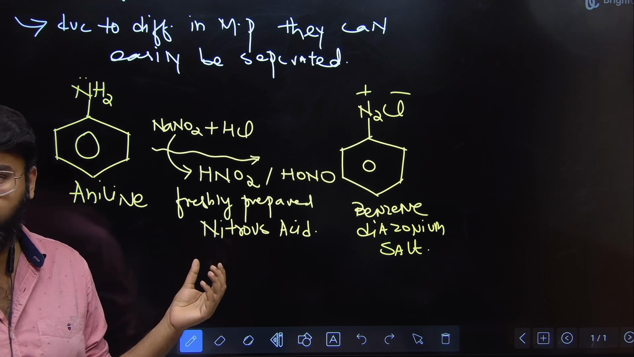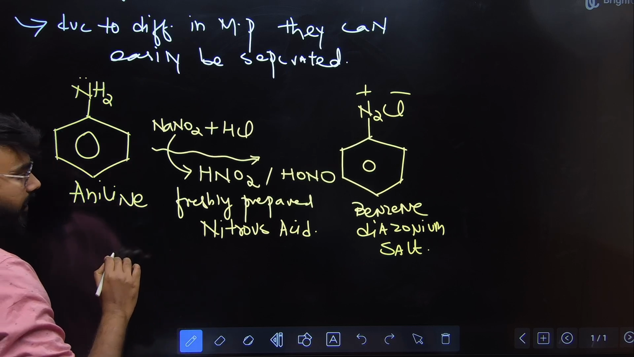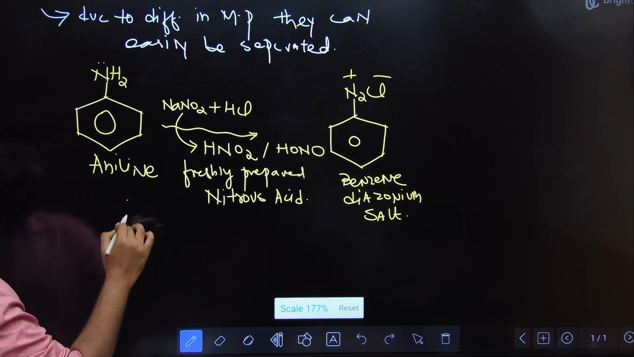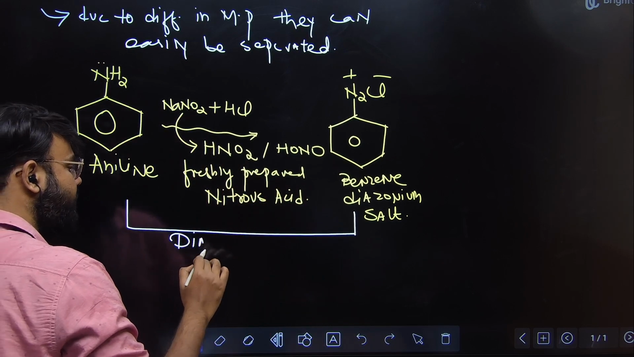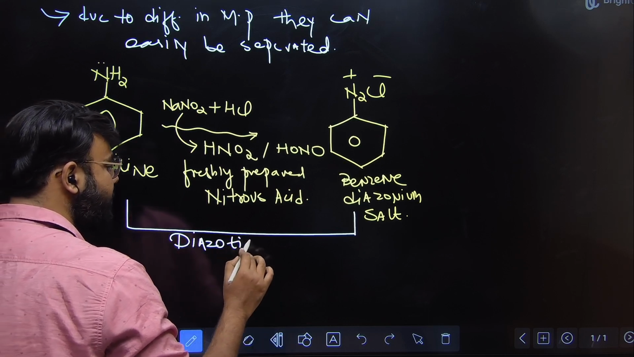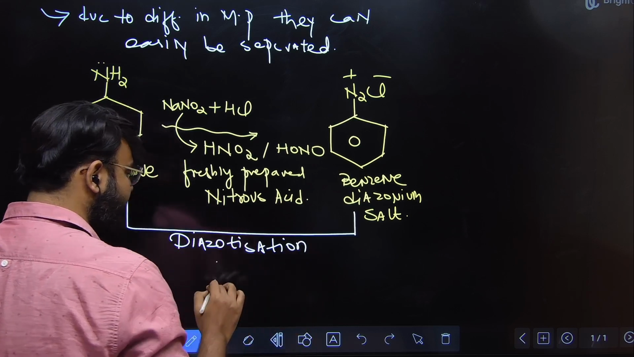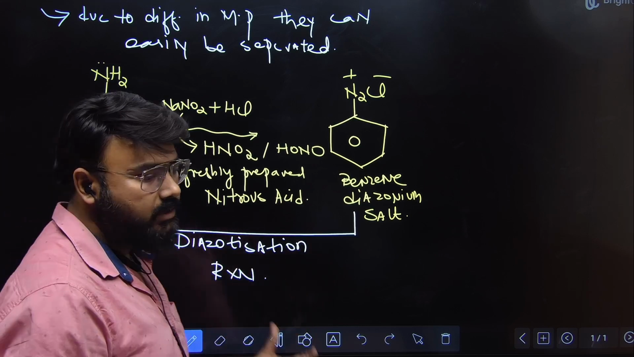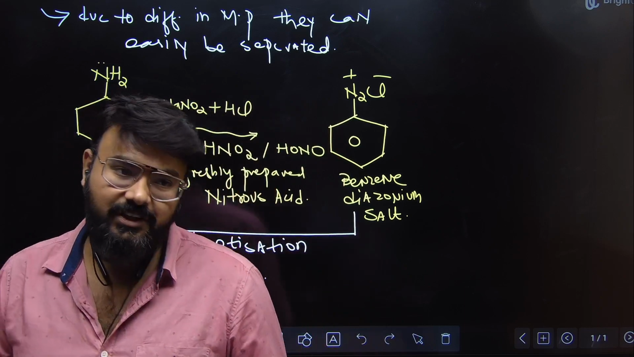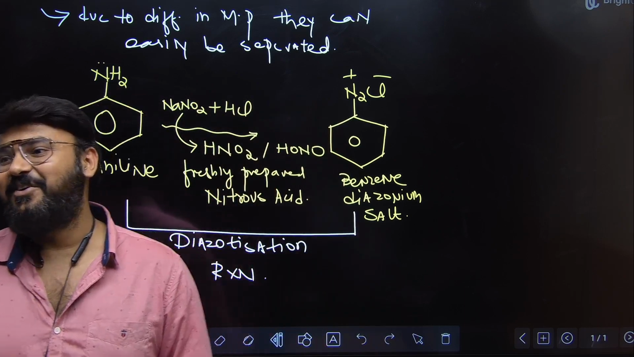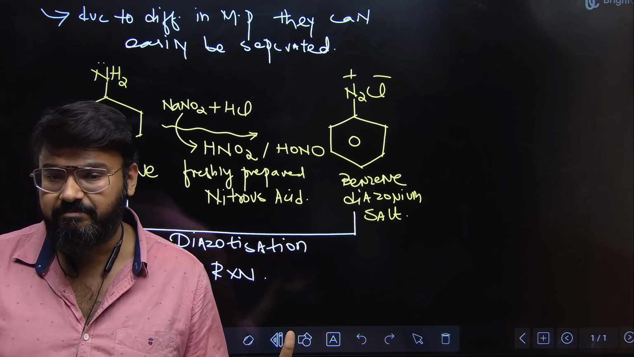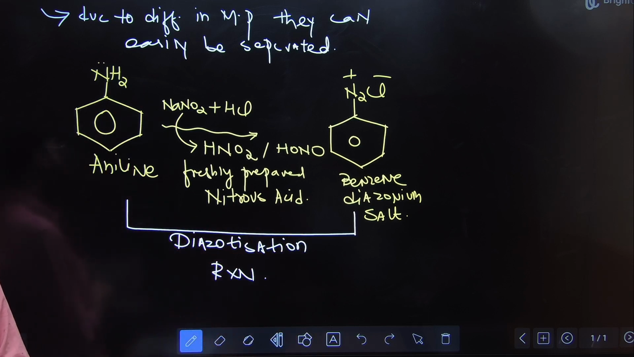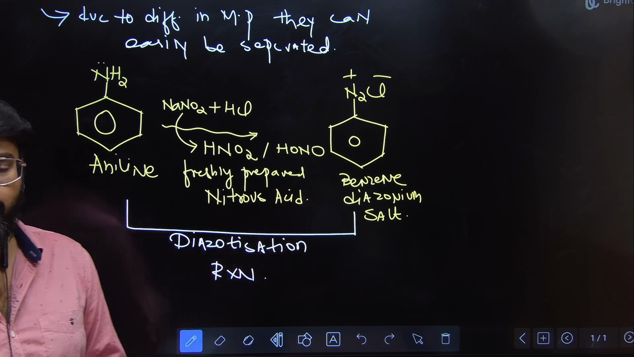Diazonium salt is always formed, and this reaction has a name. Whenever you convert aniline to diazonium salt using this, it's called diazotization reaction. One student I remember, still I remember, wrote in the exam demonetization reaction. So guys, it's diazo. Azo means nitrogen, nitrogen bond. N2. Got it? Clear?